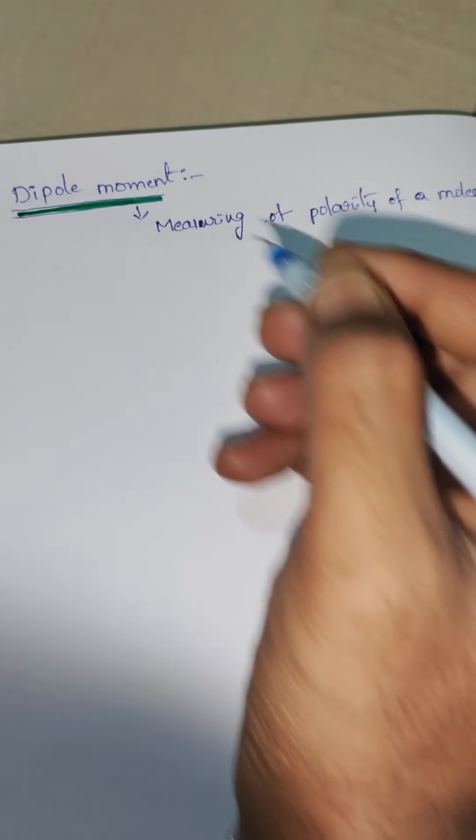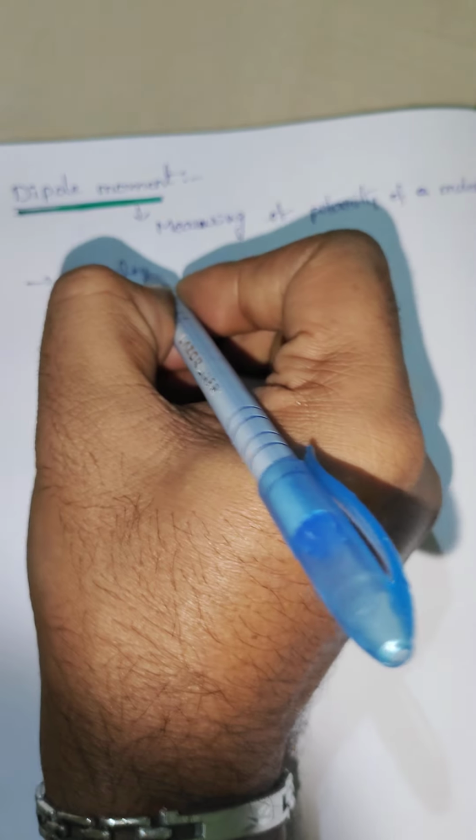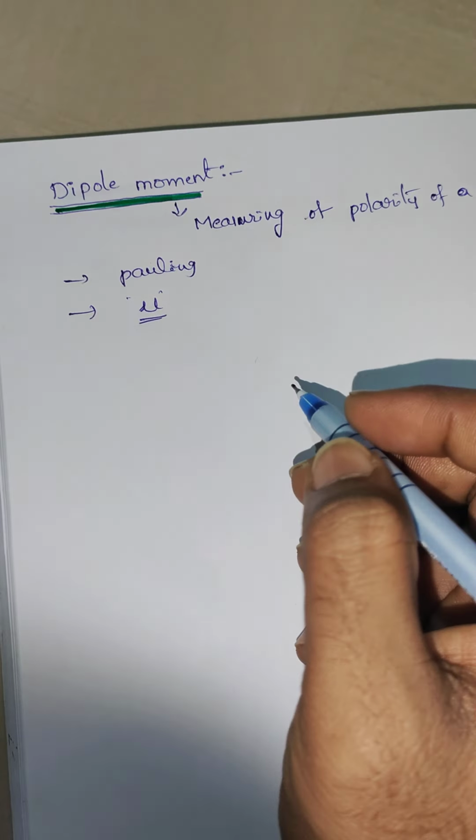The dipole moment was introduced by Pauling. It is denoted by mu.